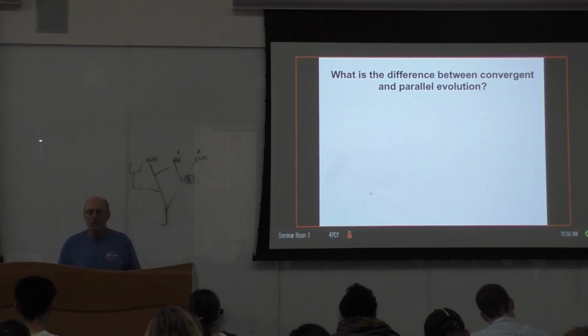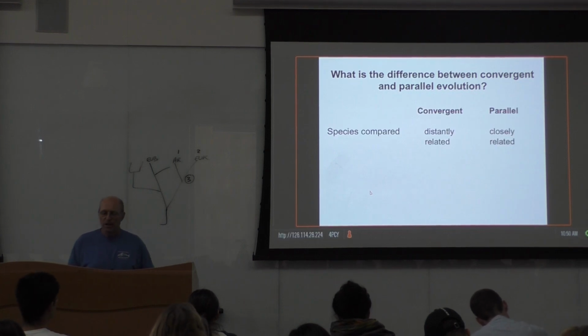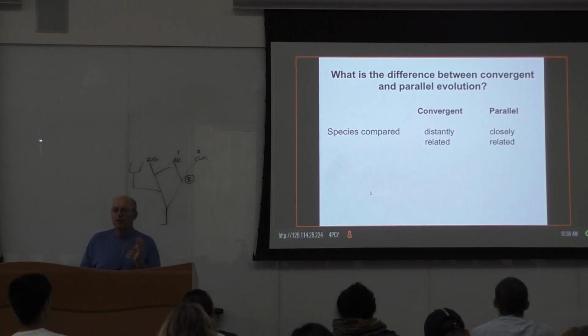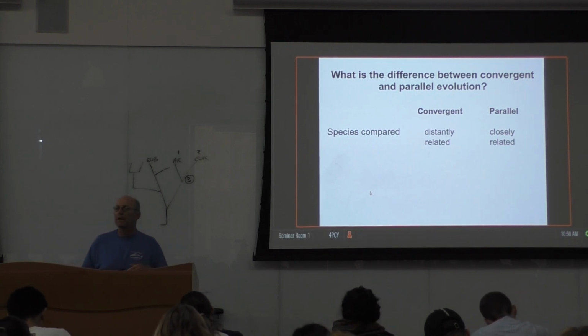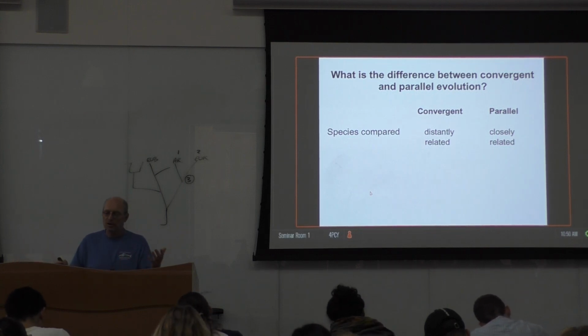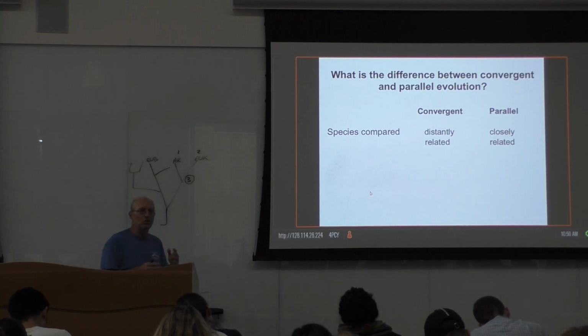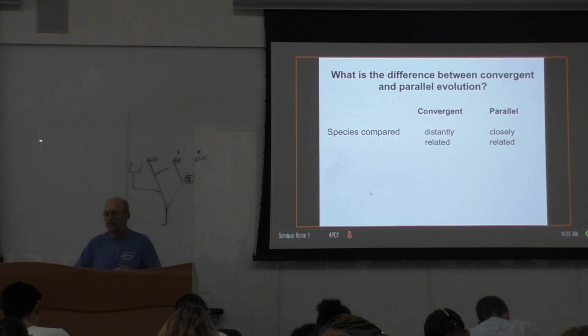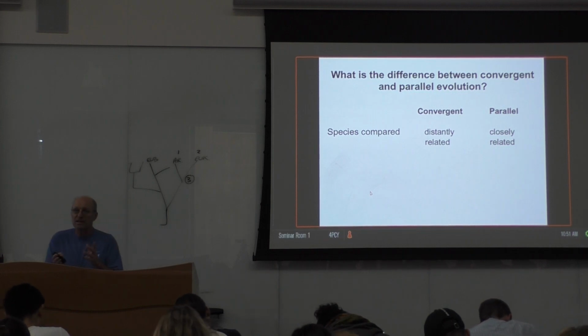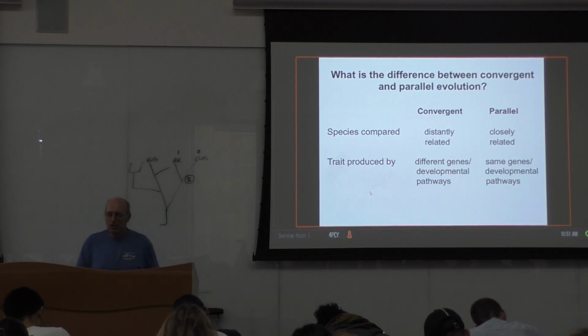What is the difference between convergent and parallel evolution? When you're looking at convergent evolution, the species are distantly related. You're comparing an insect and a bird. In parallel evolution, you're taking two humans, one is in the United States, the other one is in Europe, for example. And so they are very closely related because of the very same gene. The traits are usually due to different genes in convergent evolution.